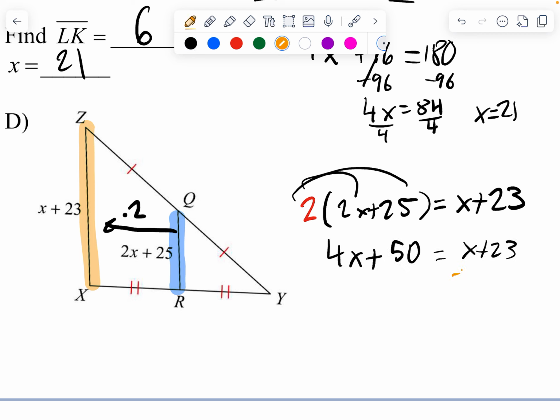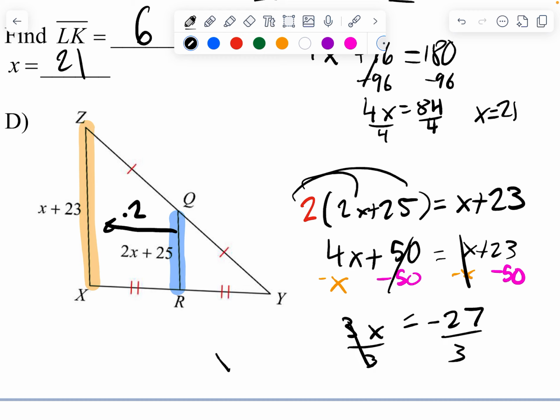I'm going to move the x over. And in the same step, also move that 50. Okay, so on the left, we're left with 3x. On the right, we have 23 minus 50, so negative 27. Divide by 3 on both sides, and we get x equals negative 9.